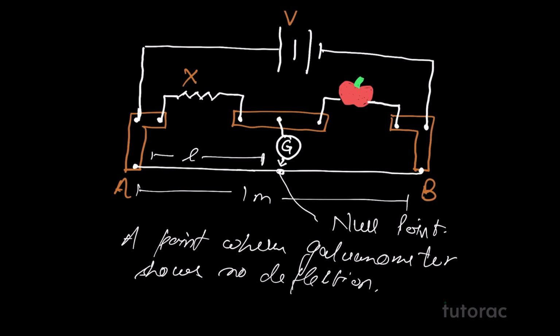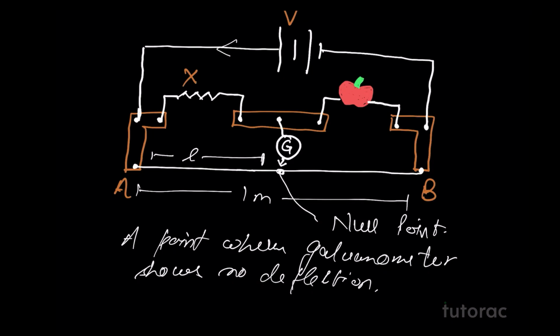So this is what we call a null point, and here the galvanometer shows no deflection. It's very similar to the previous circuit. What is happening? The current is coming in this direction. It's getting distributed and going in this and this direction.